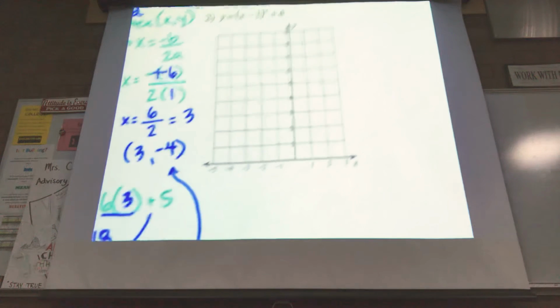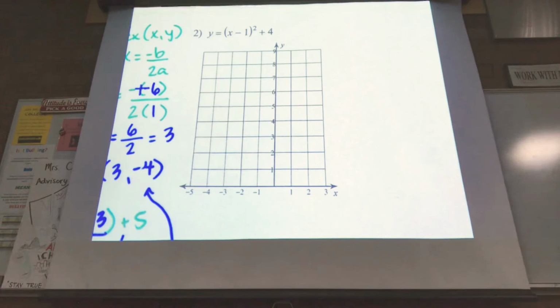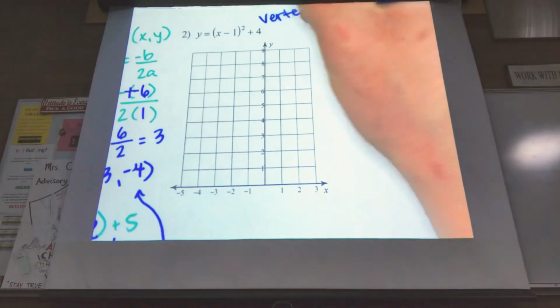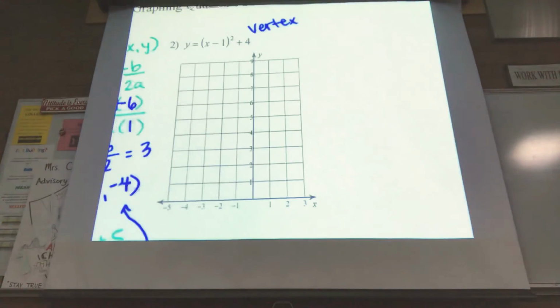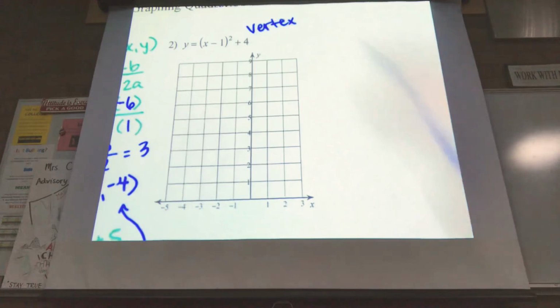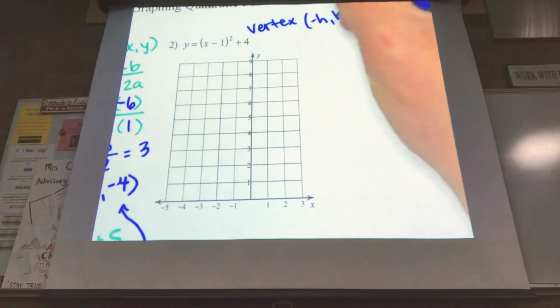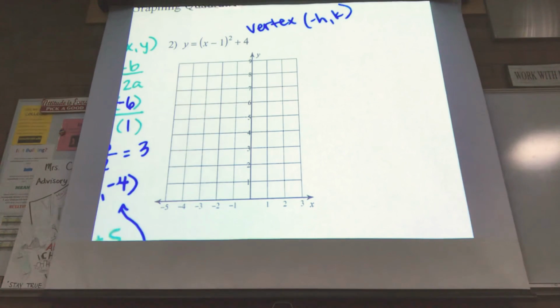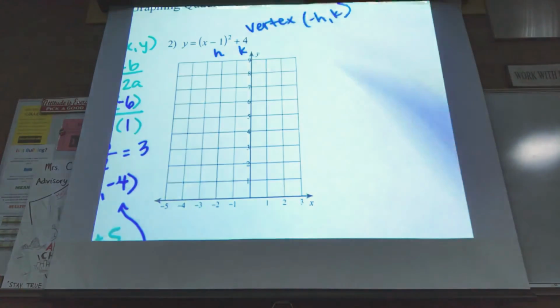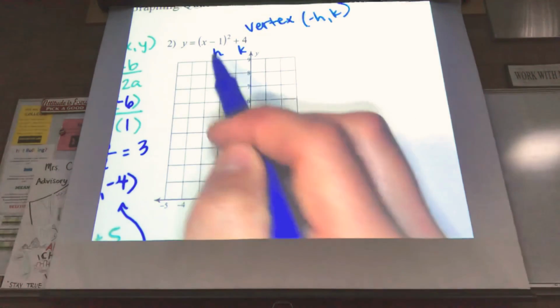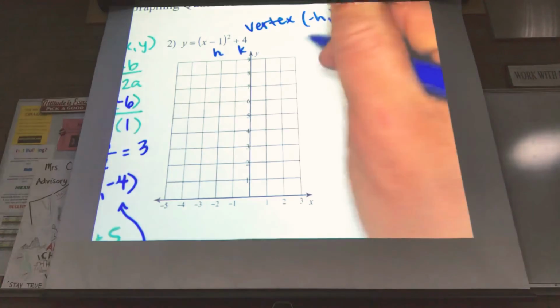Perfect. Okay, number 2. I like number 2 because it's a little bit simpler. We don't actually have to solve anything to find our vertex. This one is in vertex form, and when it's in vertex form, it tells us what our vertex is. Our vertex, if you remember, is negative h, k. Our h is always right here, and our k is at the end. That negative h just tells us that we need to change the sign on whatever our h is. So we know that our h is a negative 1.